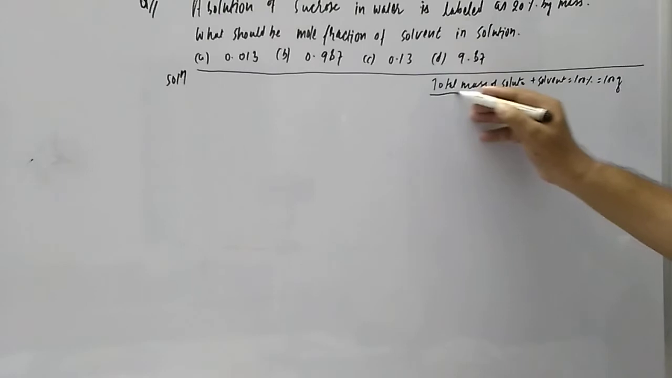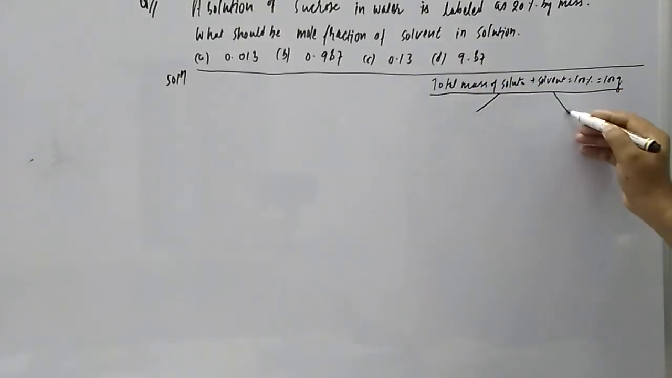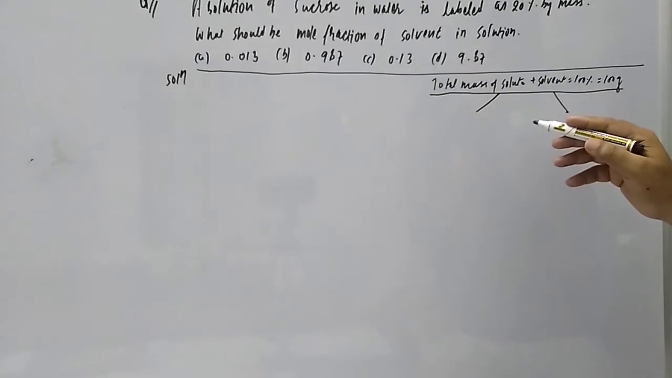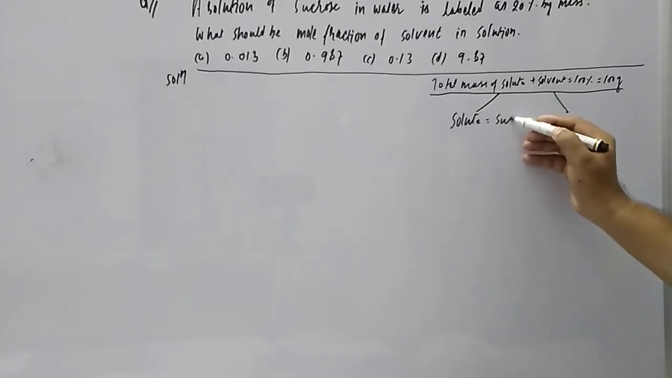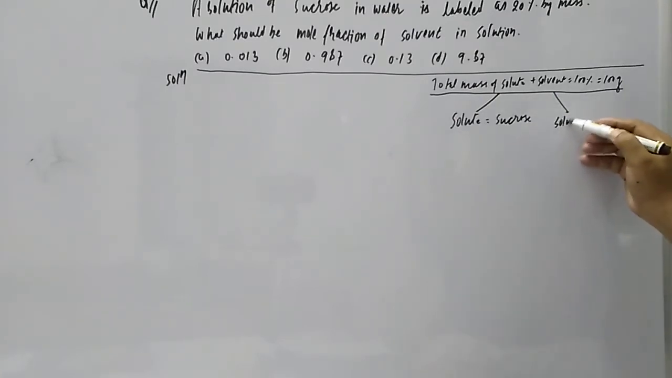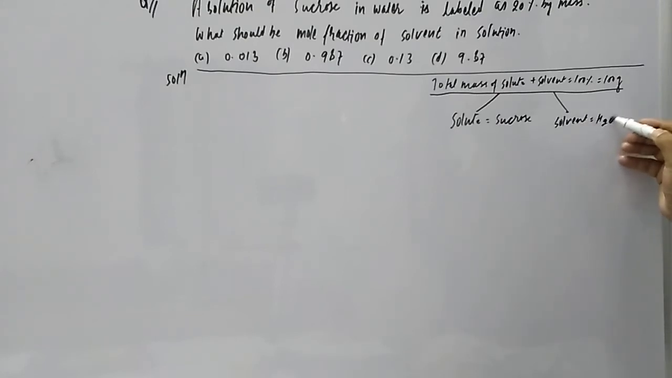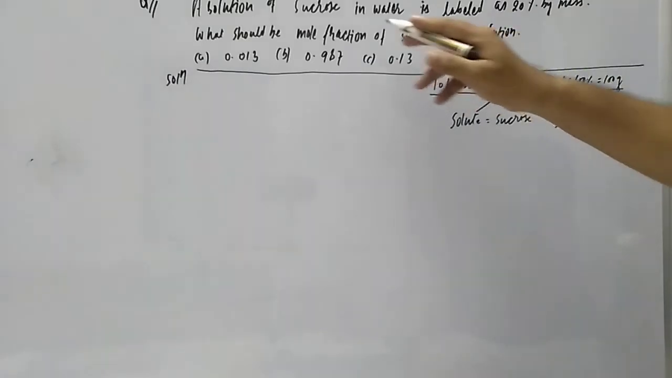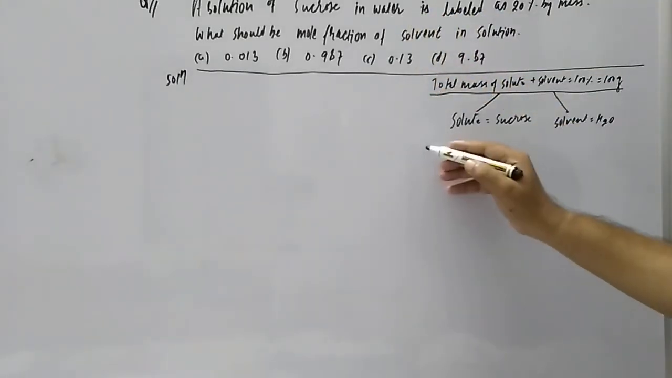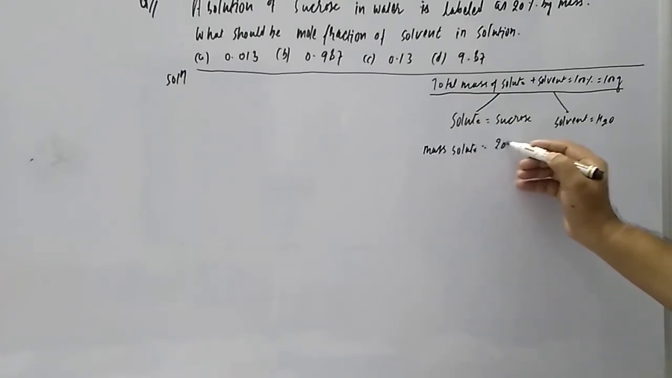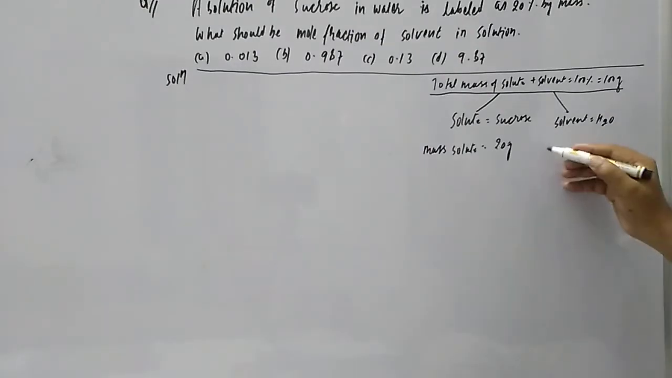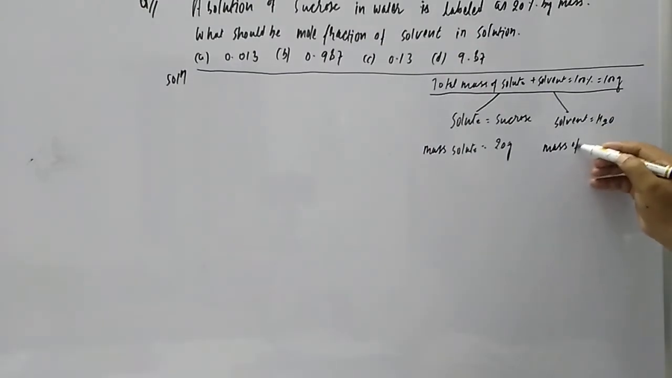Now out of these values, they are saying a solution of sucrose in water is labeled as 20%. So the solute is sucrose, which is going to dissolve, and the solvent is water. They are saying 20% by mass sucrose is there. So the mass of solute, the mass of sucrose, is 20 gram. The remaining mass is the mass of water. So the mass of solvent will come 100 minus 20, that is 80 gram.